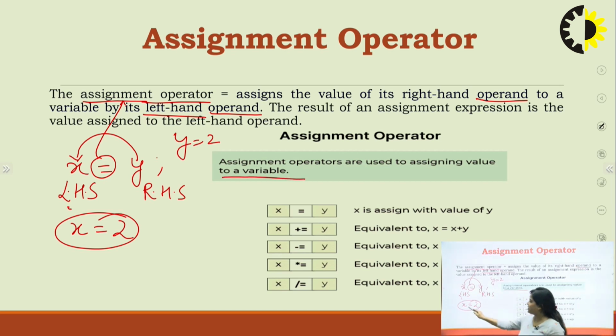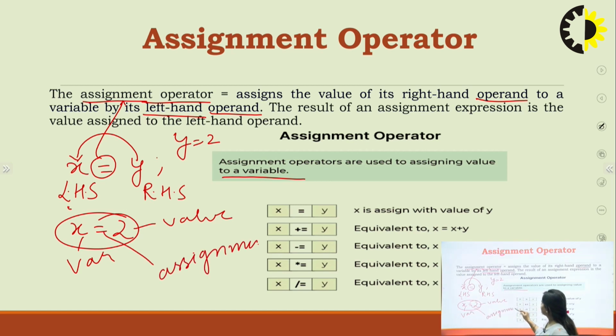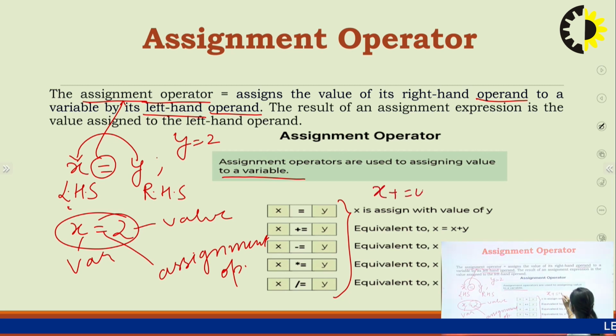Assignment operators are used to assign values to a variable. X is a variable, this is the value, and this is the assignment operator. Clear? Okay. Now these are shorthand operators, right? How? See, if we have written x plus equals y, what does it actually mean? It means the same as x is equals to x plus y.